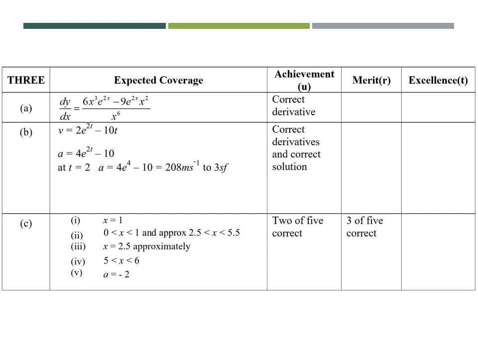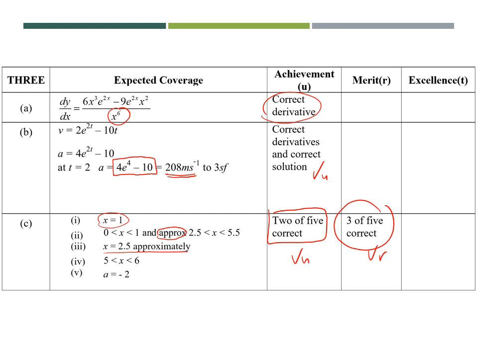Alright, so a few things to talk about here. Correct derivative, no need to simplify. You didn't need to put that one there. So the answer to 4e to the 4 minus 10 was this one. Correct solution as well. Answers x equals 1, between 0 and 1, and 2.5, 4.5. You didn't need to put the approximately part, you can just put 2.5, it's not an issue. And again, looking at the marking schedule, 2 out of 5 for an achieve tick, 3 out of 5 for a merit tick. I think we should be targeting that.